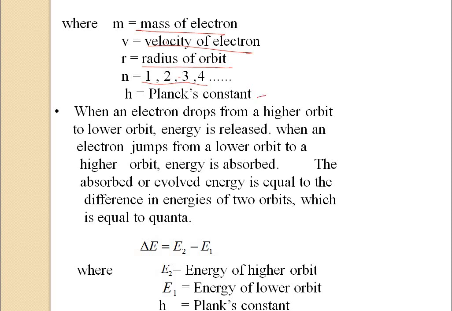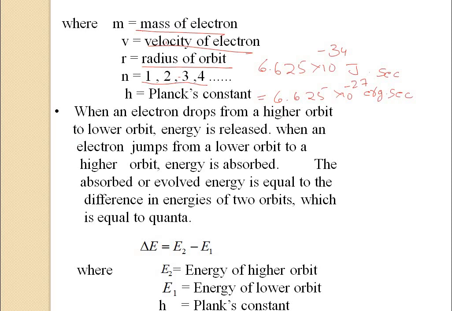Here Planck's constant has two different values in two different units. Those values are 6.625 into 10 to the power of minus 34 in joule second, and 6.625 into 10 to the power of minus 27 erg second. It is not per second, it is just joule second, and also erg second. Here we have a relation: 1 erg equals 10 to the power of minus 7 joule.